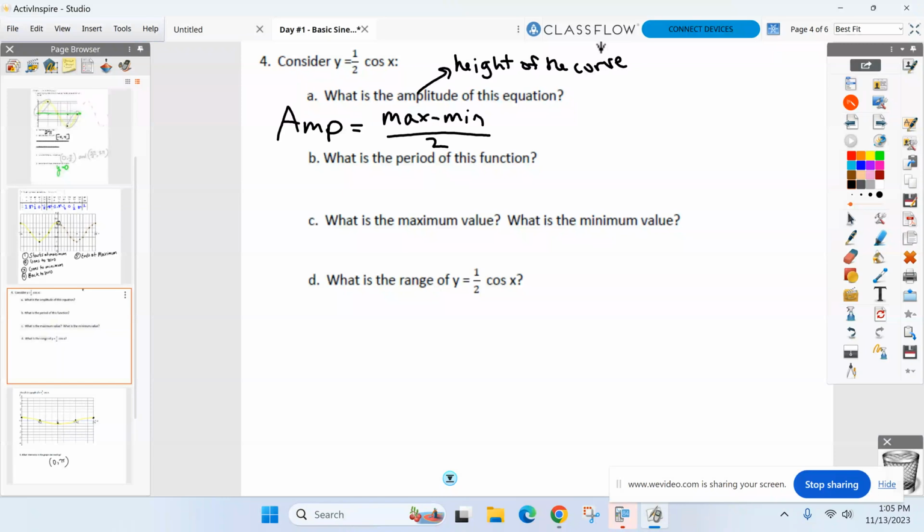All right, what is your max? Goes up to what? Goes up to 1. This one, remember, we're on this curve, not the cosine curve. 1/2 cosine x. So what's your max? 1/2 minus negative. Make sure it's not 1/2 minus 1/2. It's 1/2 minus negative, the minimum. 1/2 divided by 2. So what is my amplitude here? The height of the curve. What's my amplitude? Should be 1/2.